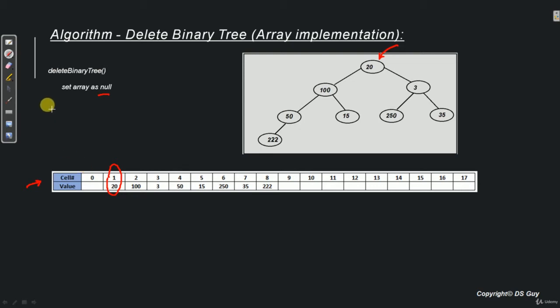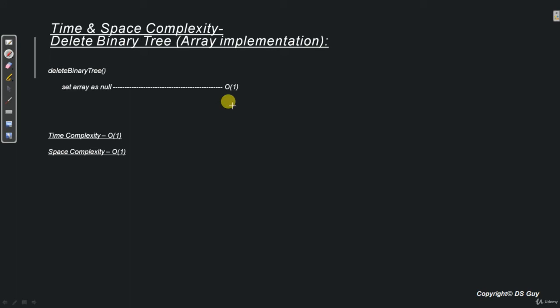Fine. Now let's see what is the time and space complexity of this algorithm. So setting the array as null is a constant time operation. So time complexity for this is order of 1. Space complexity is also order of 1 because we are not using any extra space for this operation. Fine. So this is all about how to delete a binary tree.